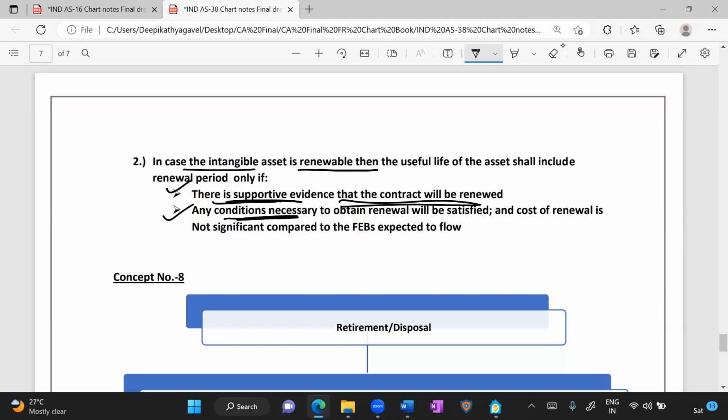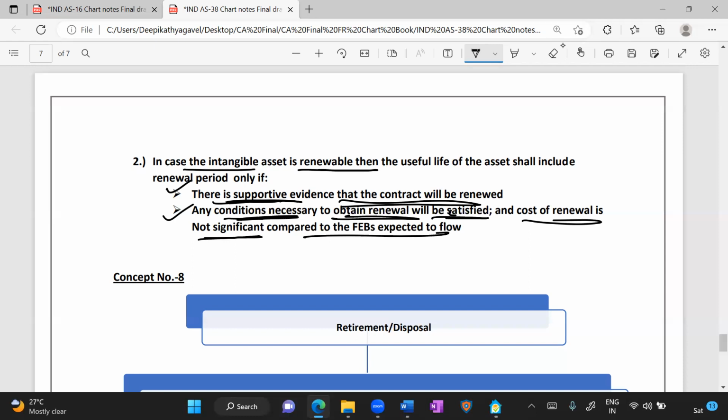And any conditions which are necessary to obtain the renewal after 10 years, let's say some condition based on revenue is being placed, you have an assurance that that condition will be satisfied, and the cost of renewal is very insignificant compared to the future economic benefits that will flow. Then you can include the renewal period. So can the renewal period be included in the life of the asset?